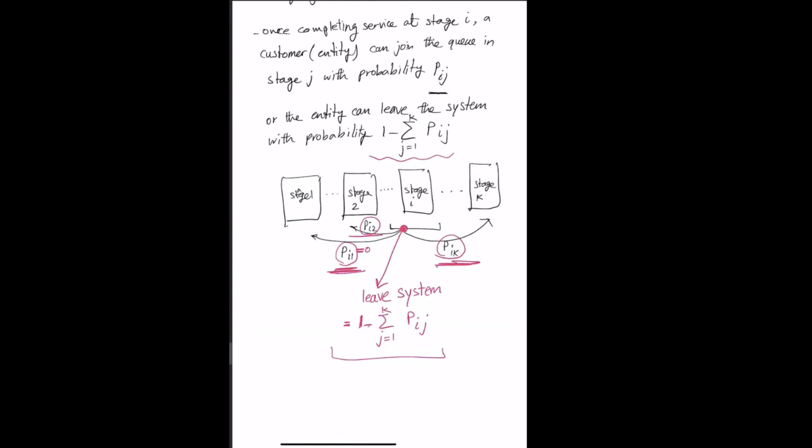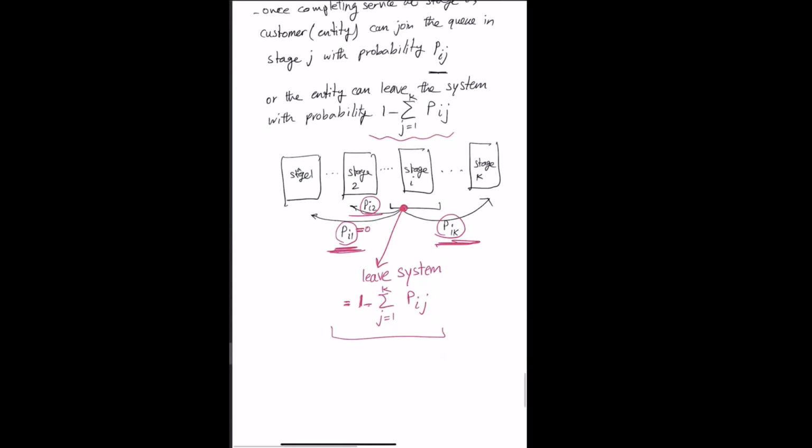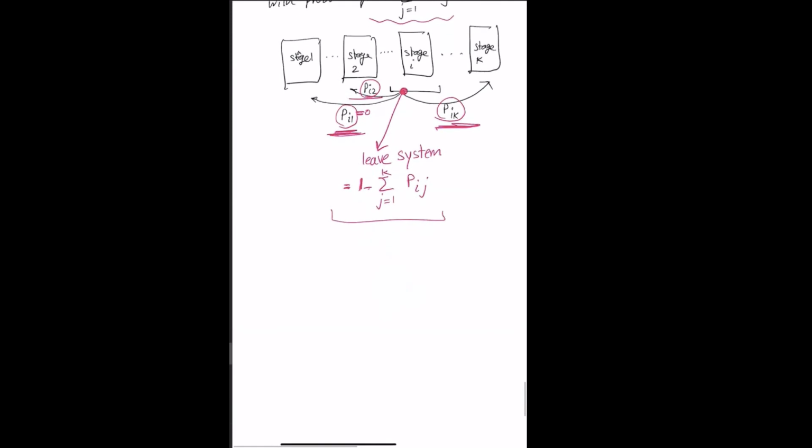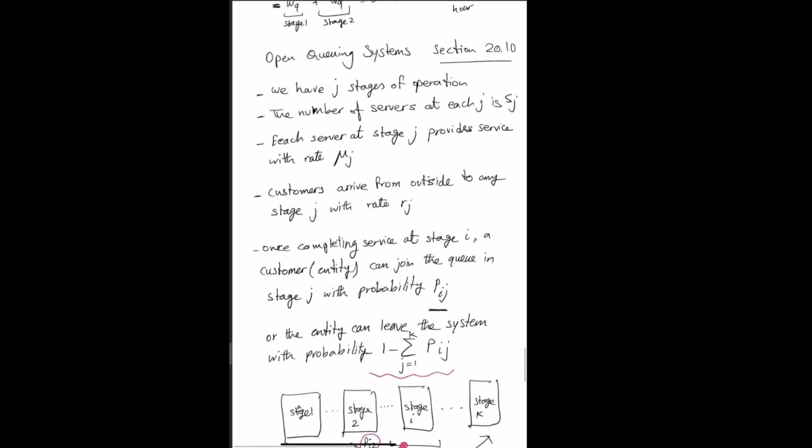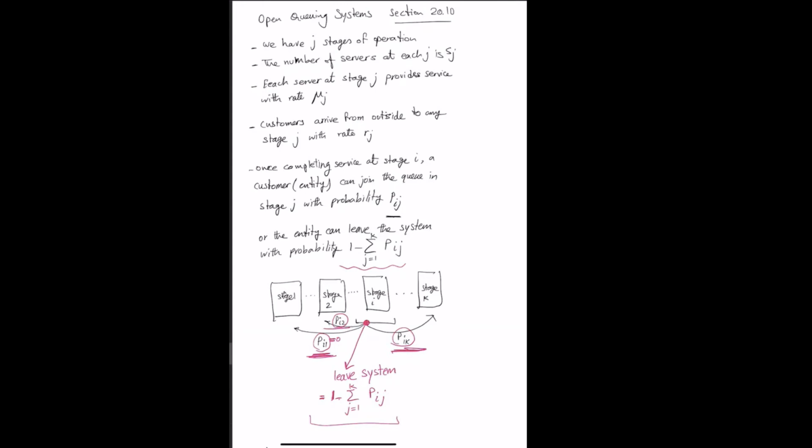So then this is what we call an open queuing system. And as you can see, now we are looking at systems with a lot more complexity, which are closer to real world situations. So then in this system, we can say that lambda j is the rate of arrival to any state j. Okay, let me go up. Remember here we said at this part that customers arrive from outside to any one of the stages in the system, and we said that rate is Rj.